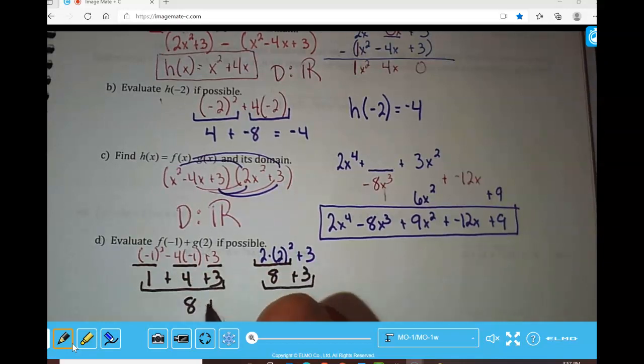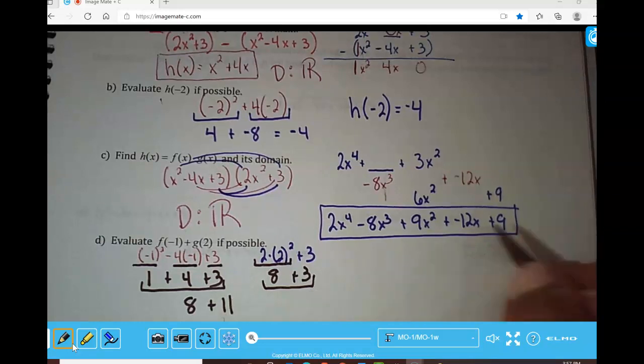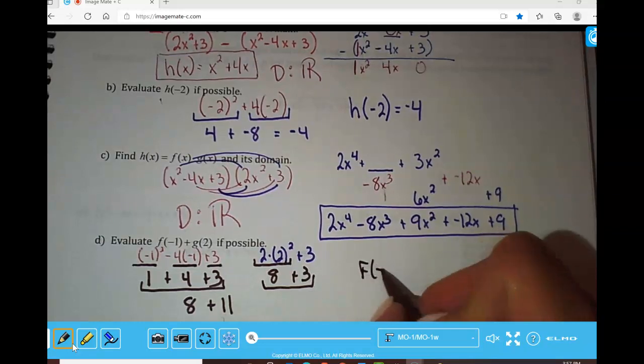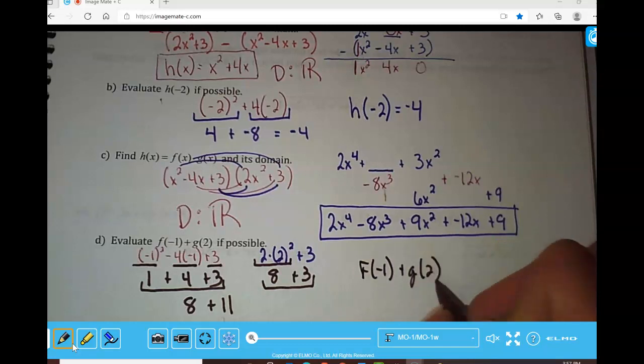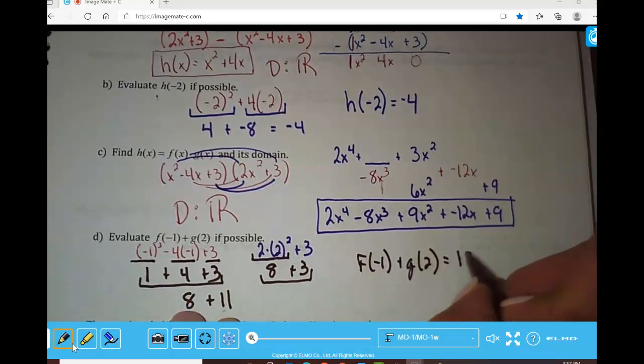And so from there I get 11. And so now I can do that. I can say that f of -1 plus g of 2 ended up being worth 19.